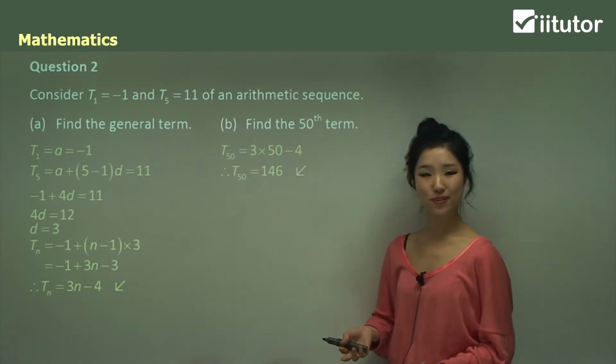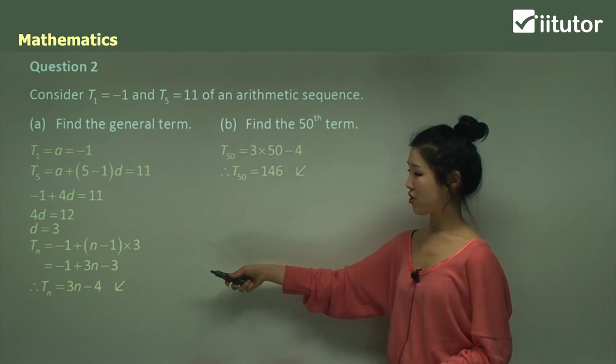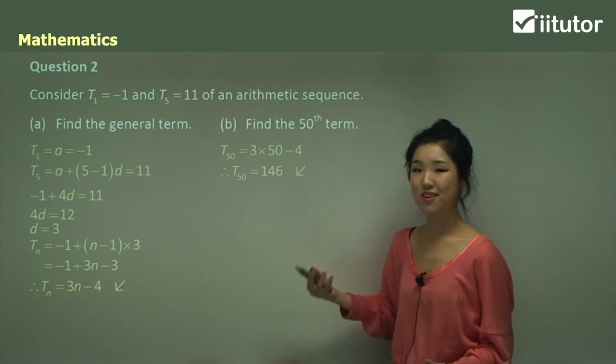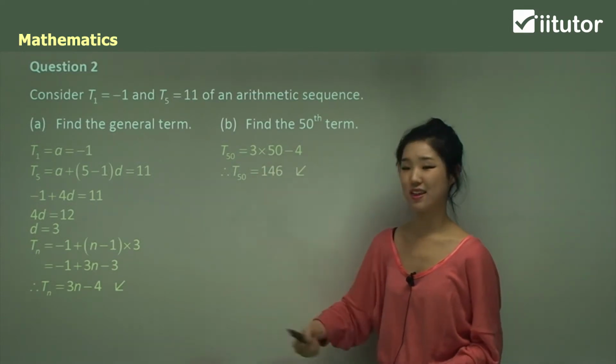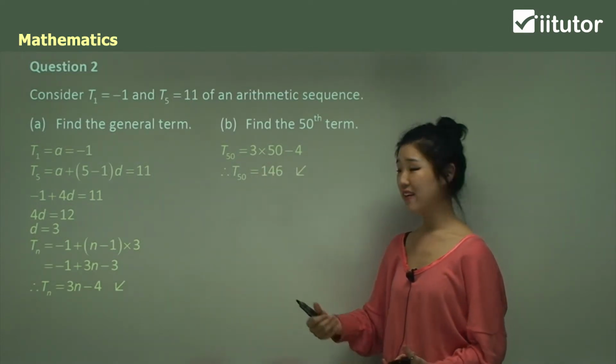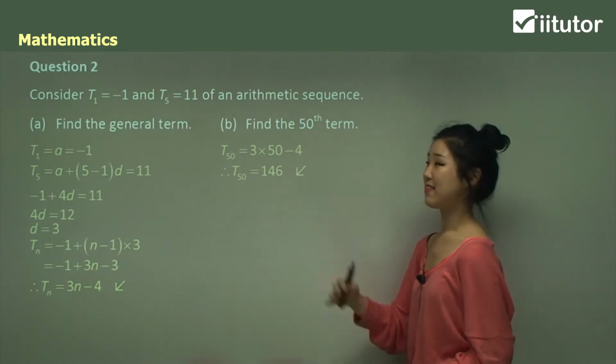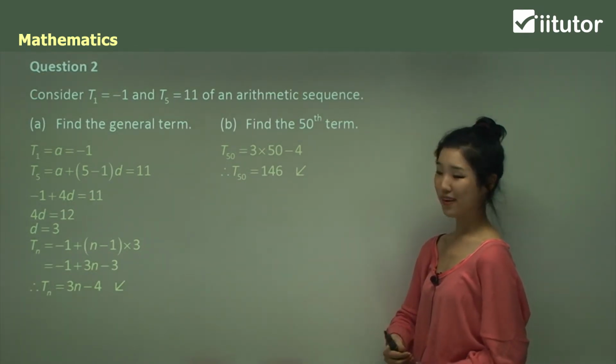So that was quite simple, wasn't it? After we've got our general term, the rest is going to be pretty easy. Even if they say find the 1000th term, you can just put 1000 into n and find what that is. So the 50th term is simply 146. That's the answer to question 2B.